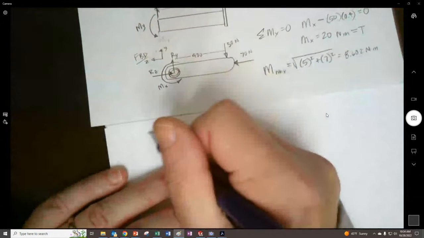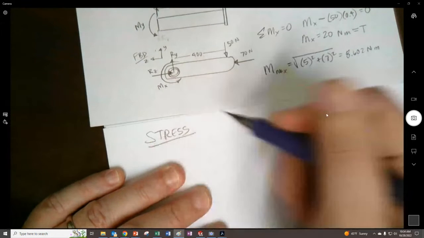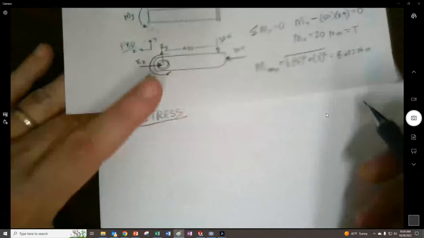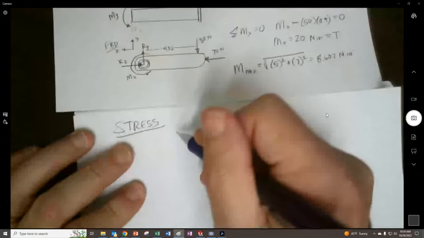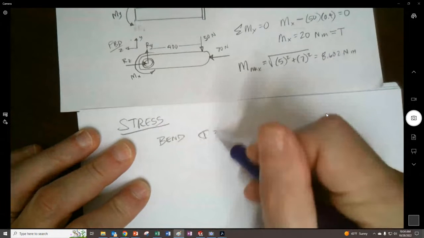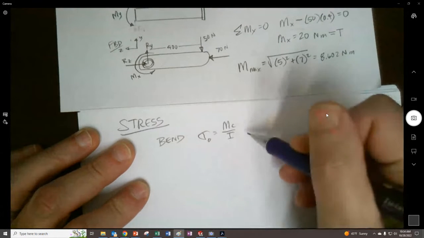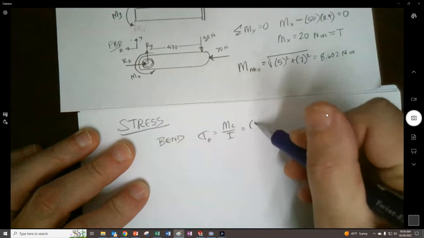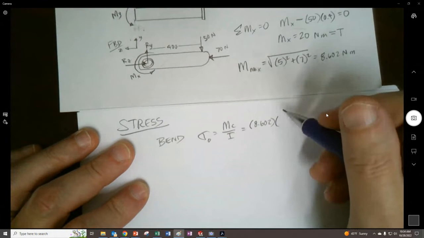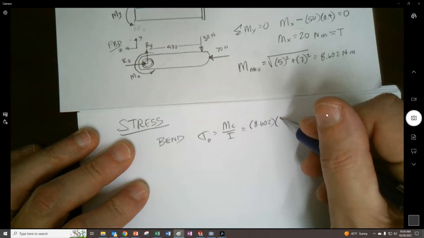And so here we're going to start with our stresses. And remember, these are nominal stresses because we're going to apply the stress concentration to them. So in terms of the bending, I'll call it nominal, and we're going to use MC over I. And the moment to use here is 8.602. The C is going to be 1/2 of the outside diameter. So the outside diameter is 20 millimeters.